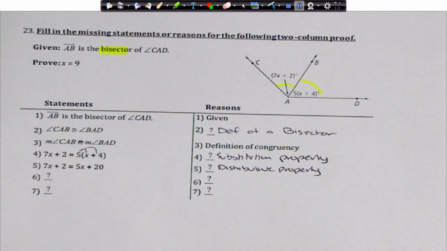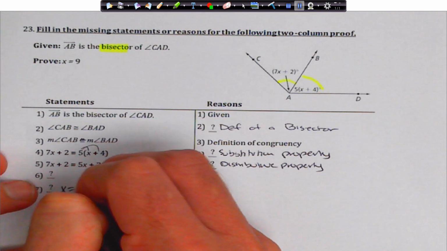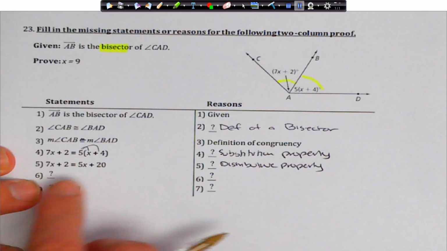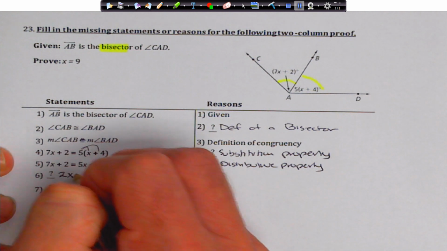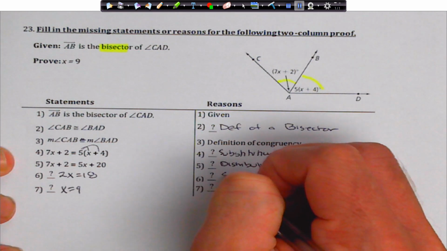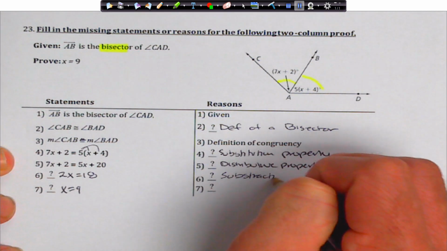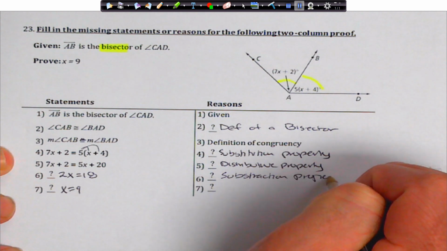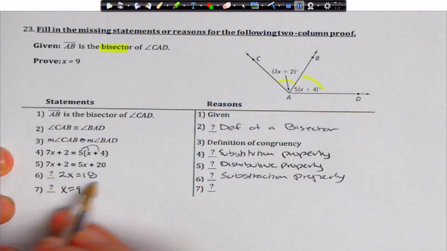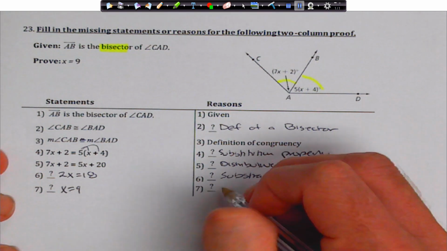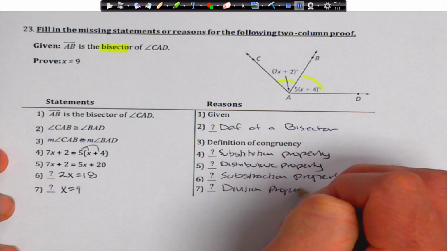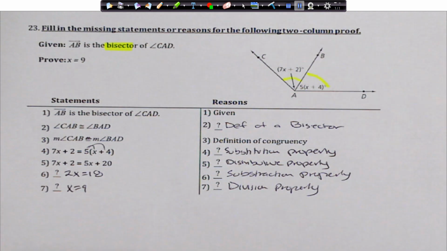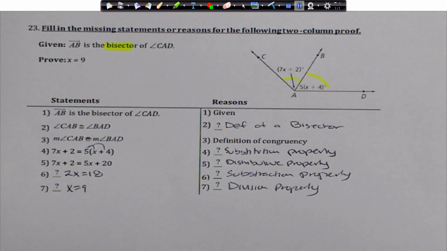And then here we distribute, so that's distributive property. And then next we have 2 steps to finish this off. We know the last step has to be x equals 9. So I have to subtract the 5x, but I'm going to also subtract the 2 at the same time. So I'm going to end up with 2x equals 18. And since we did subtraction, we need subtraction property. And then we're going to divide both sides by 2 to get x equals 9, so that's division property. And that's the proof.